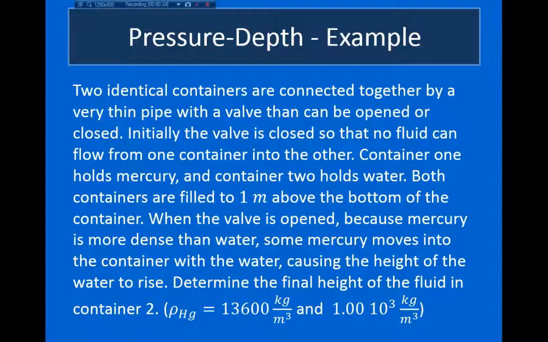When the valve is opened, because mercury is more dense than water, some of the mercury moves from its container into the container that's holding the water, causing the height of the water to rise. The question asks us to determine the final height of the water in container 2. And we're told that the density of mercury is equal to 13,600 kilograms per cubic meter, and the density of water is 10 to the 3rd kilograms per cubic meter.